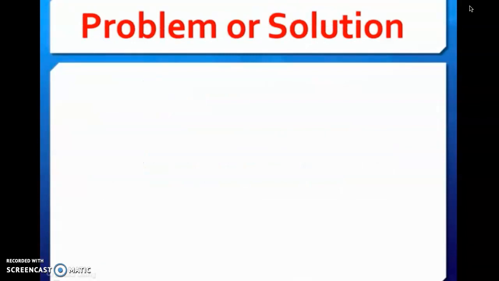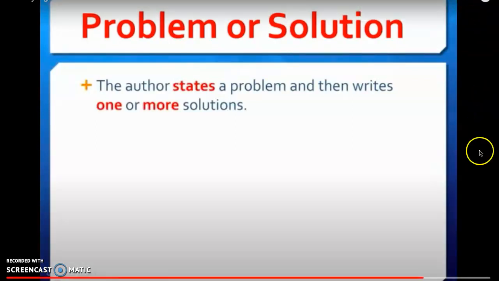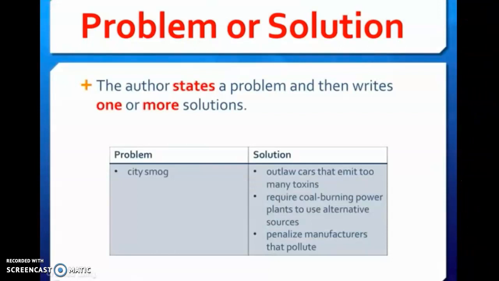The final type of text feature that we'll look at is problem or solution. This is when the author states a problem or some type of conflict, and then writes one or more solutions or ways to solve that problem. Here's an example. Let's say the problem is city smog. The author would identify that problem and then give you solutions on how to solve that.